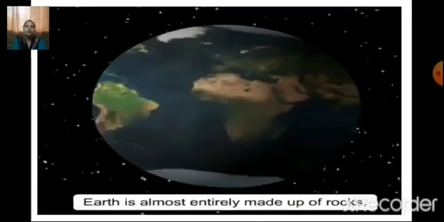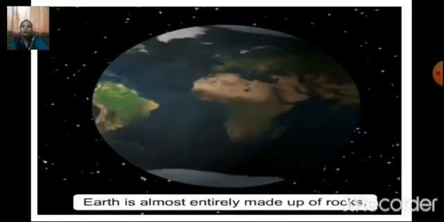The earth is almost entirely made up of rocks. What does this mean? Children, we know that the earth can be divided into 3 layers. The innermost layer of the earth is called the core. Above the core is the mantle, and the outermost layer of the earth where we live is called the crust. And all the layers of the earth contain rocks in abundance.